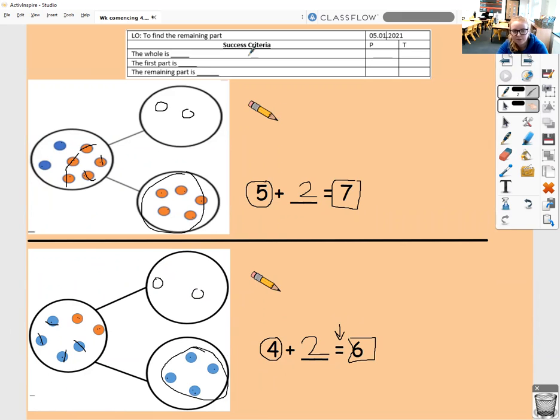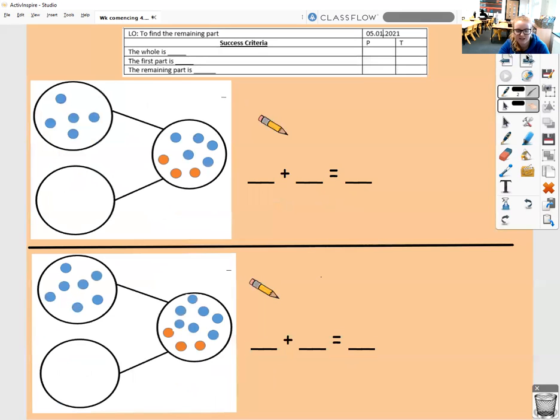And can we say our part-part whole model using our success criteria? The whole is 6. The first part is 4. The remaining part is 2. Fantastic. Oh, this time we've not got any numbers in our number sentence. I think we can still work it out.